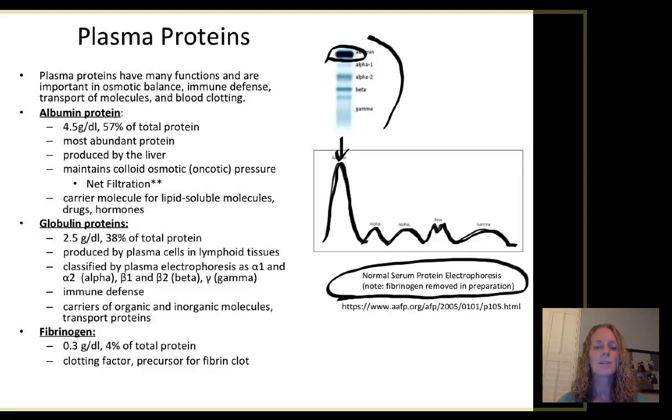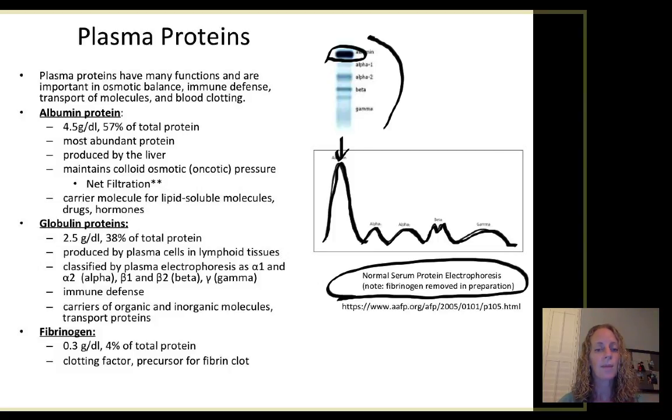Next would be the globulin proteins. They're about 38% of the total protein, about 2.5 grams per deciliter. They're produced by plasma cells in the lymphoid tissues, and they're classified by this plasma electrophoresis. There are different classes of globulin proteins: alpha 1 and 2, beta 1 and 2, and gamma. They're important for immune defense. Looking at globulin proteins is one way to analyze certain conditions. We know that the balance of globulin proteins changes, for example, in multiple myeloma, and we'll talk about this later.